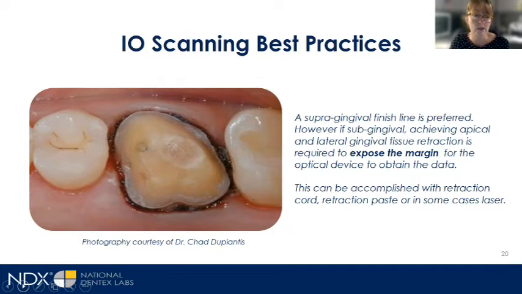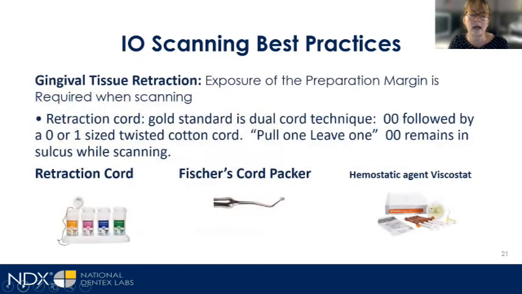with that as well. So I'm a big proponent of a double cord retraction technique. So I will use a double or triple zero first, followed usually by another double zero. This is a packing instrument that I find to be helpful, and I'm a big believer of Viscostat. I do not have stock in Ultradent, but I wish I did actually.